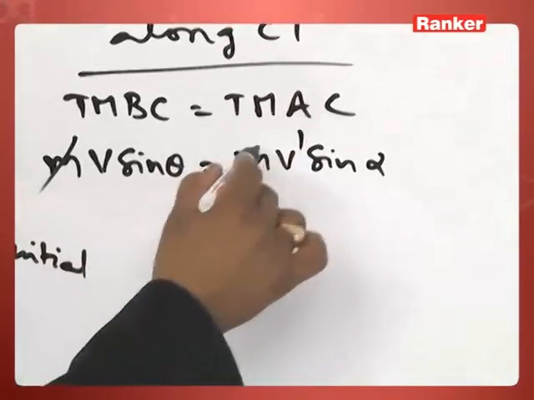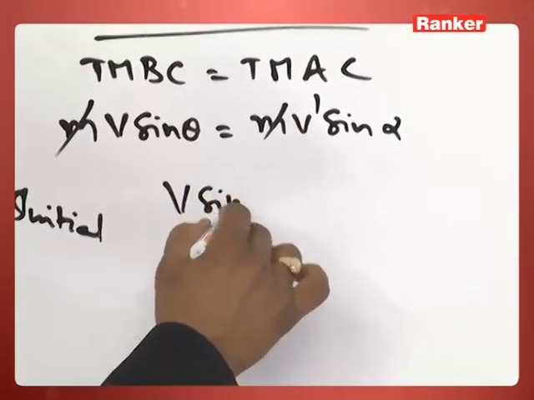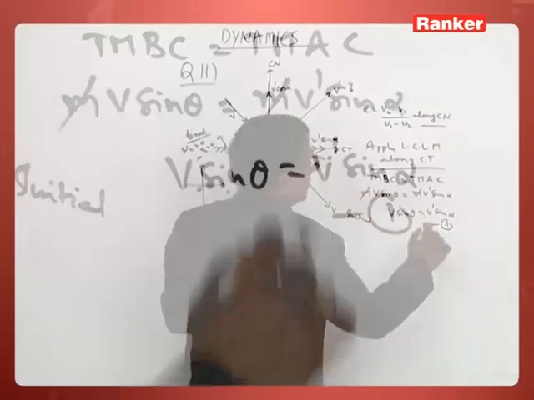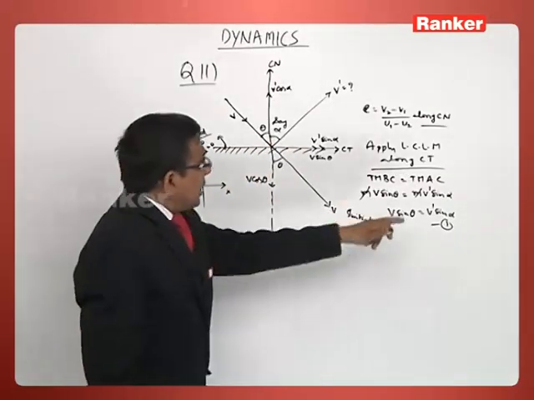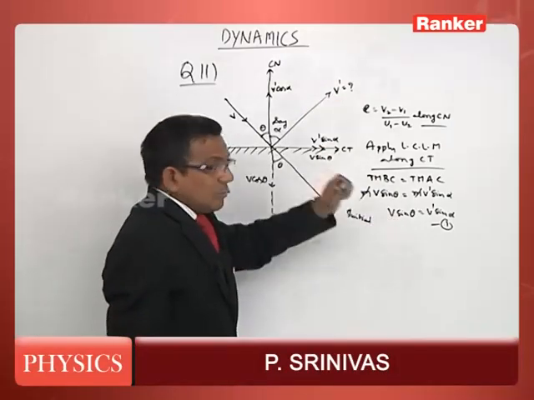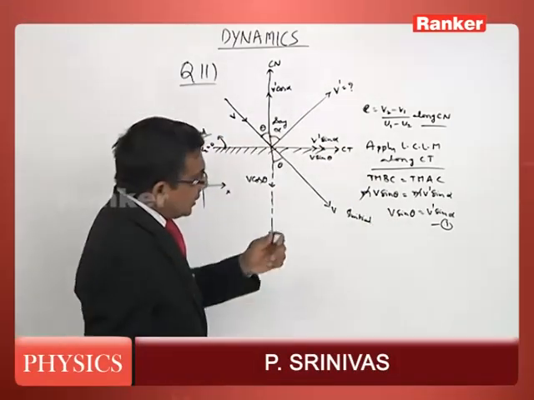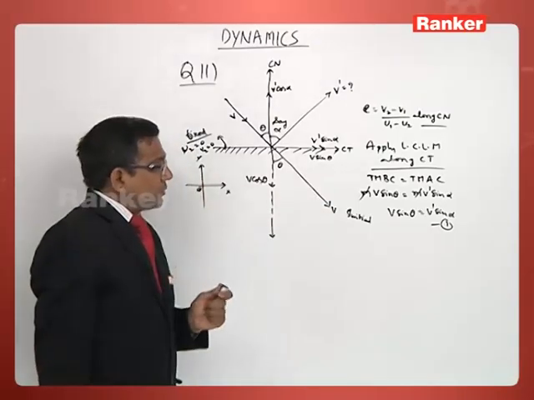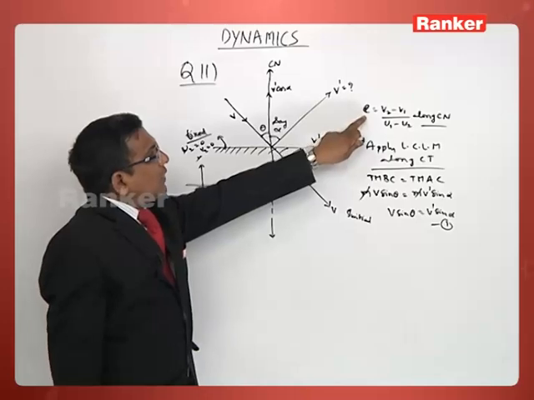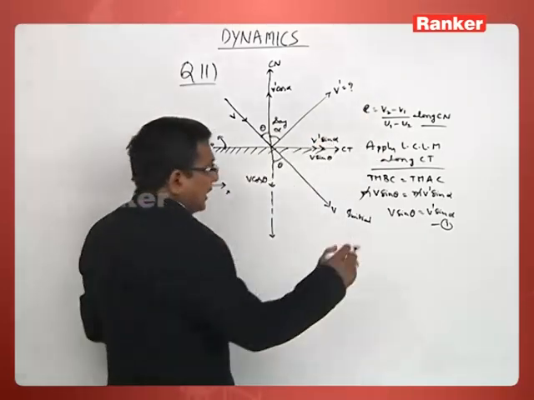Therefore here m and m get cancelled, and you get v sin theta is equal to v prime sin alpha. This is equation 1. Here also there are two unknowns: alpha is not known, v prime is also not known. So to solve this problem you require one more equation. How to get that equation, that we have to see. Keep that equation like that, and next go for the definition of e along the common normal direction.